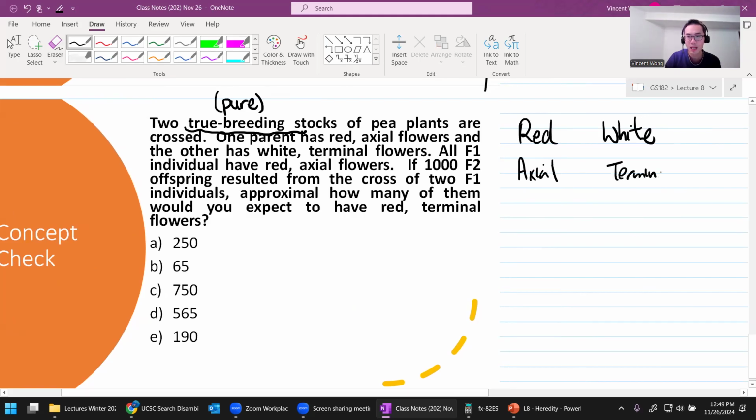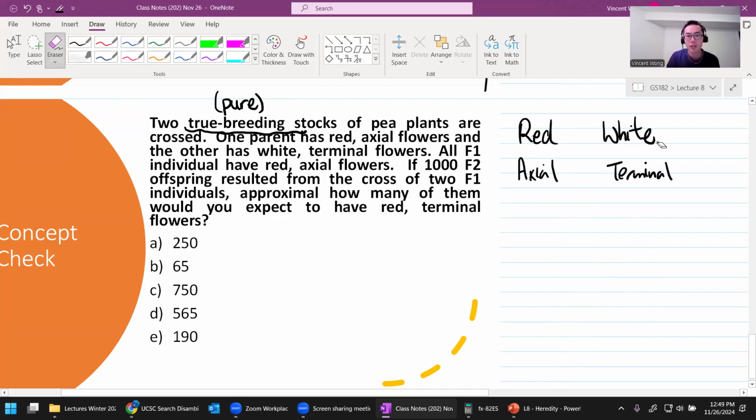Again, you don't have to understand what these actually mean to finish the question. There are just two kinds of flower. One type is called axial, the other is called terminal. If you're interested, terminal means the flower is at the end. Axial means the flower is coming out on the side. That's all it means. But like I said, it doesn't really affect how you do the question.